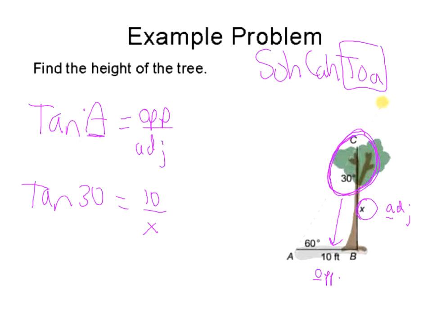Which one am I solving for? X. X is the one I want to get by itself. How do I do that? With math? Yep, that's correct. Our last Friday together, yes, math is the answer. Okay, so how do I get X out of the denominator? I need to fix it.